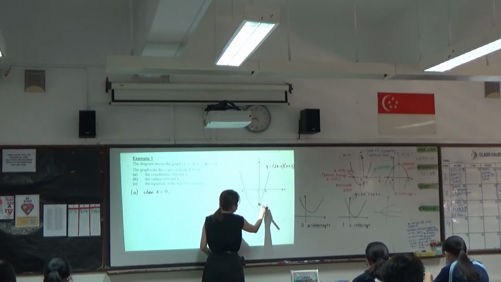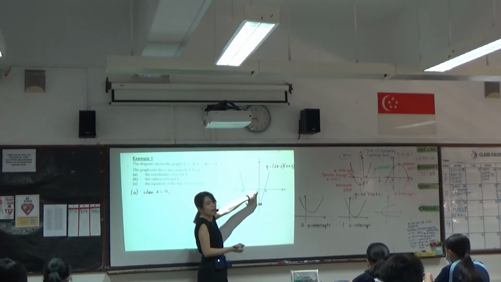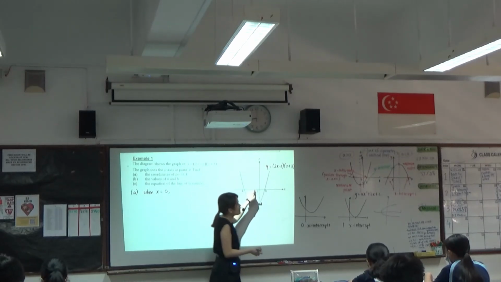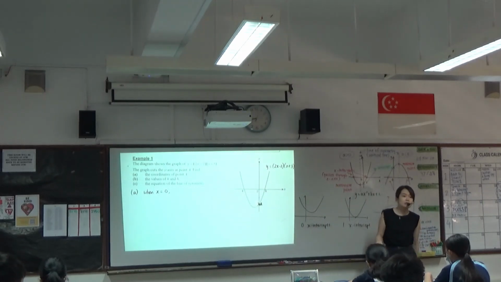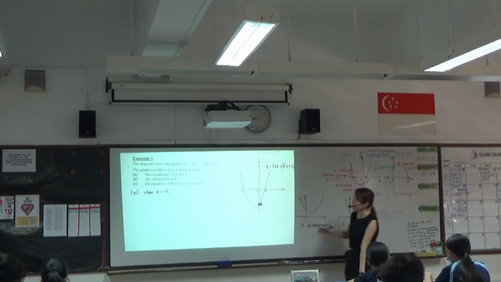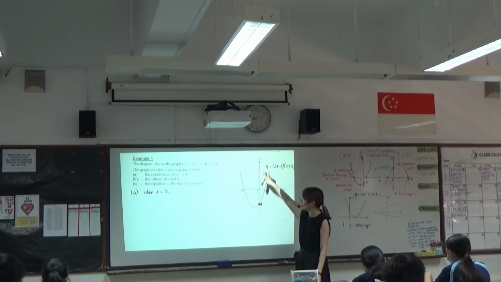Okay, so at this particular point where A is, your x is equal to 0. That's why whenever we're looking for the y-intercept, your x must be equal to 0. Because y-intercepts are points that go through your y-axis. Any point going through the y-axis, x must be equal to 0.